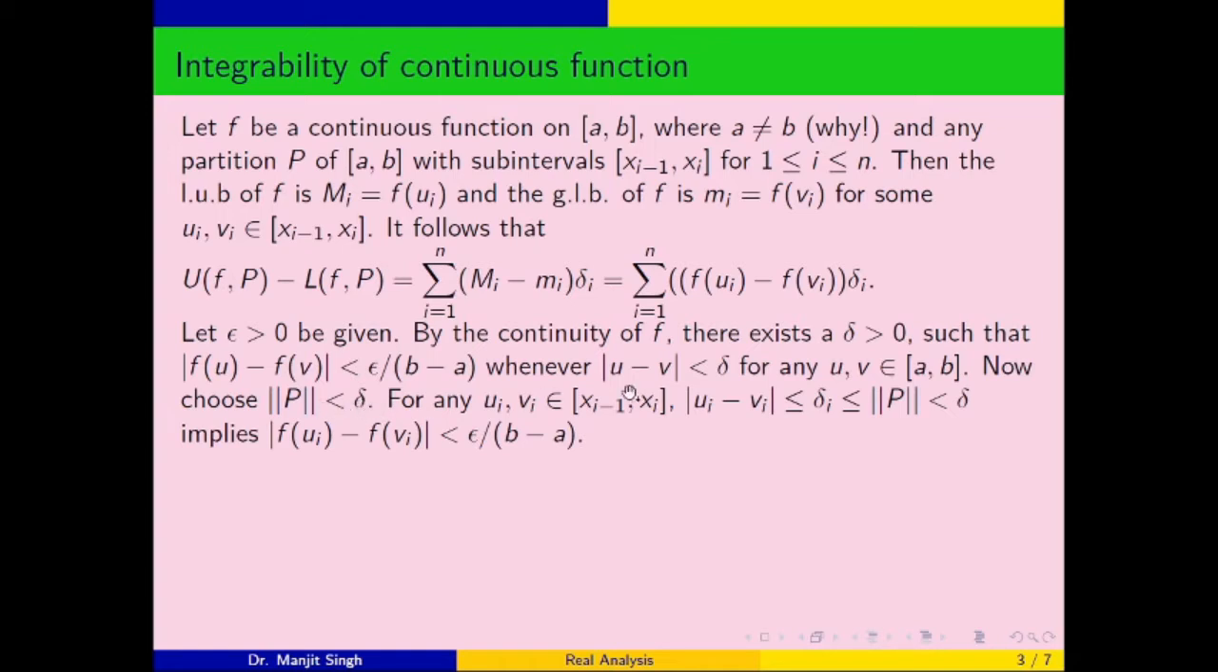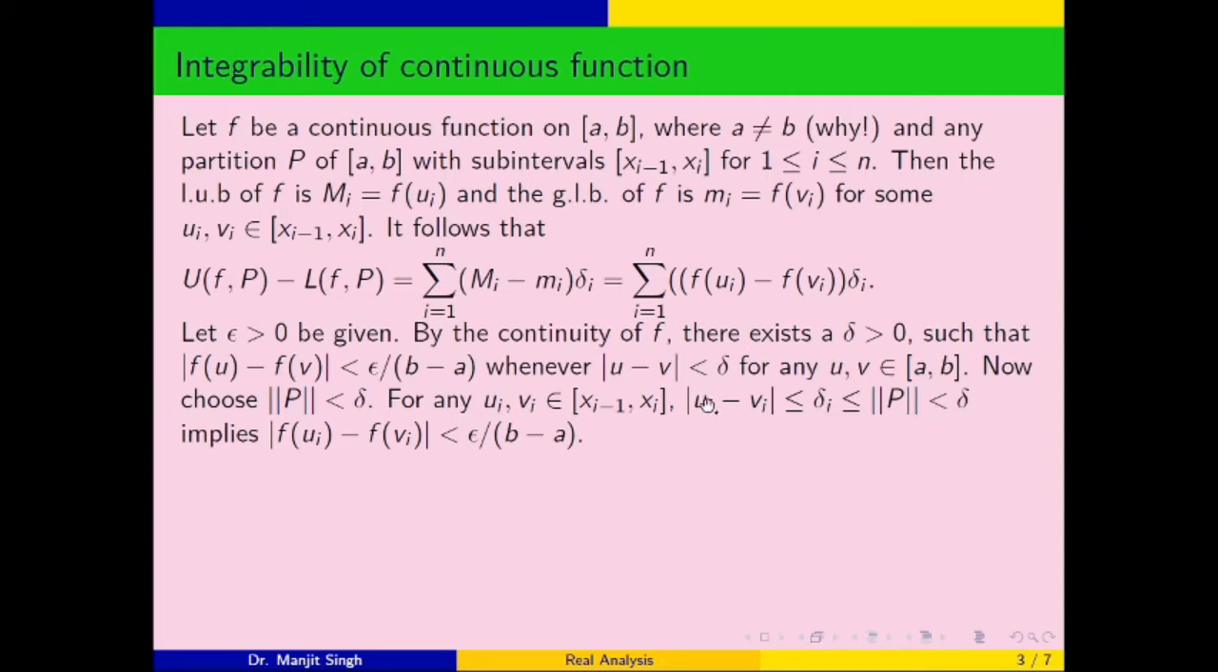So we can take the norm of P less than delta, which delta we obtained above due to the continuity of the function. Now when you take ui, vi as any points in this subinterval [xi-1, xi], their difference will be less than delta i, it cannot exceed the length of the interval. This is because the norm of P is the maximum among all the lengths of subintervals. So delta i is less than or equal to the norm of P, and the norm of P we have taken less than delta.